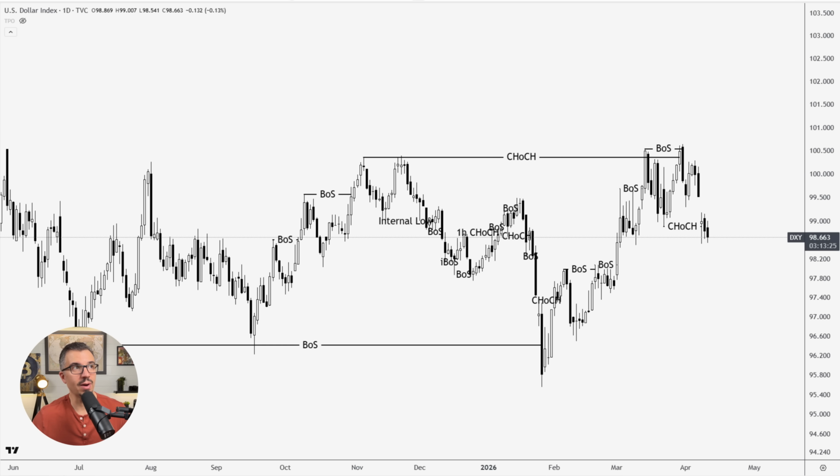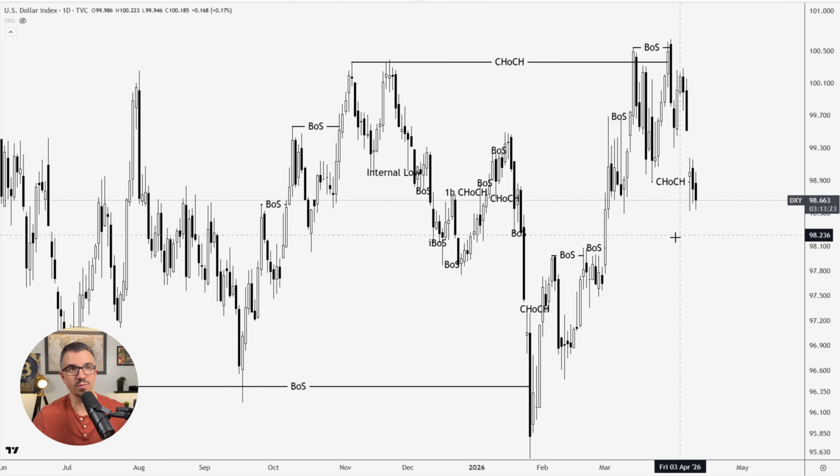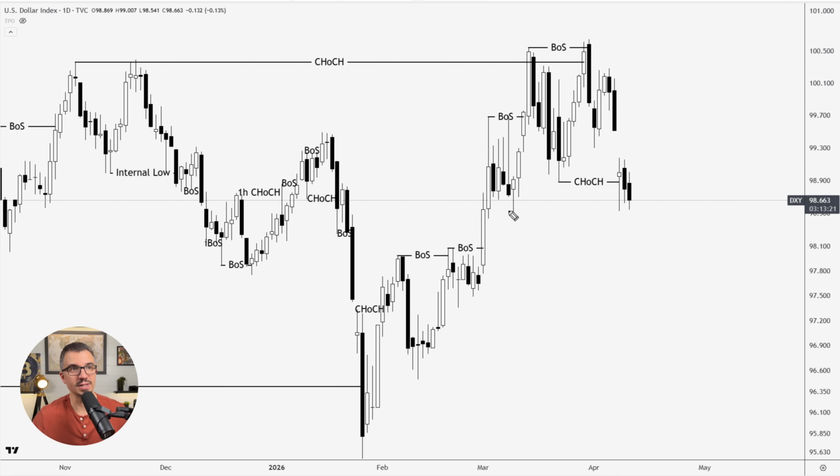And that could work out. However, just keep in mind where the DXY is trading relative to this imbalance back here, right? We talked about this at the start of this video where this candle back here, in my opinion, is kind of what I want to see mitigated, okay?